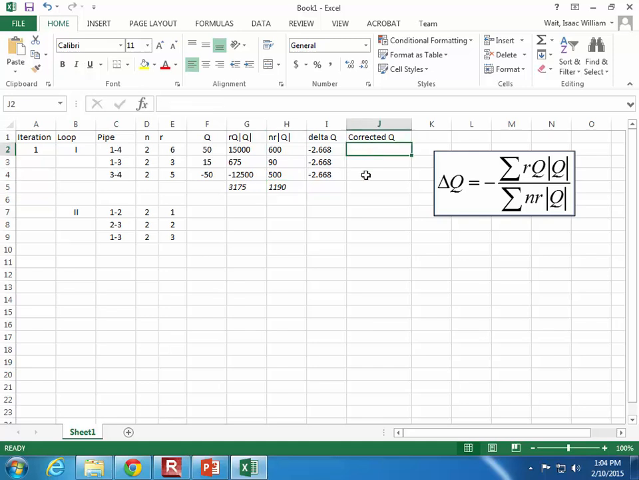Now corrected Q is the original flow rate plus this correction, the delta Q. Okay, so now we've got our updated flow rates. All right, so now let's put in the flow rates for the second loop. Pipe 1, 2 is 15. Pipe 2, 3, negative 35.